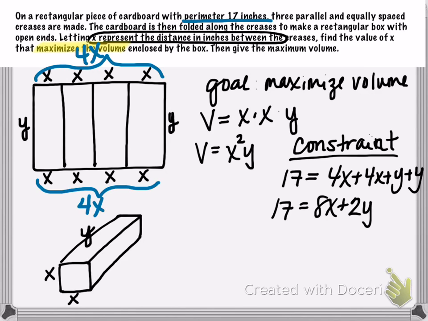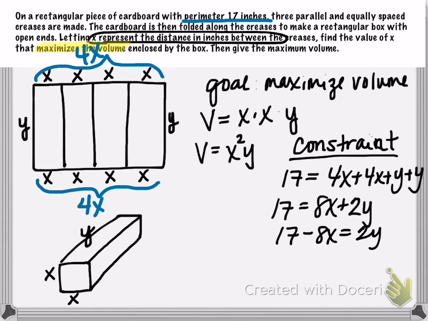And the purpose of this equation is we want to solve for a variable and then substitute so we can eliminate one of the variables in my volume equation. It doesn't matter which variable you solve for, choose whatever is easiest. I'll go ahead and solve for y. So I'm going to subtract the 8x and then we'll divide by 2.